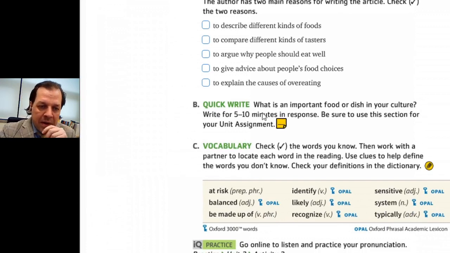Okay, the quick write, I've heard about this from a few people. What is an important food or dish in your culture? Write for 5 or 10 minutes in response. You don't need to write for 5 or 10 minutes. You can just explain a popular or important food or an important dish.